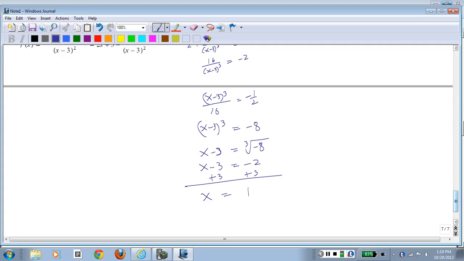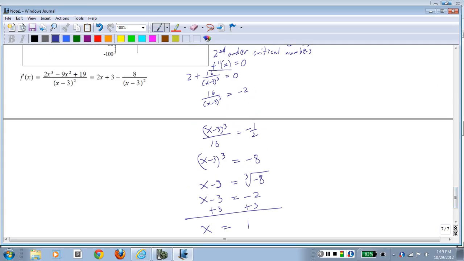Oh, there's another possibility. It could be that f double prime of x equals 0. It could also be that f double prime of x is undefined. And this one's easier to find. It's undefined where? When (x - 3)^3 is 0. Take the cube root of both sides: x - 3 equals 0. So that's when x equals 3. 3 is the zero of the denominator, so that causes it to be undefined.